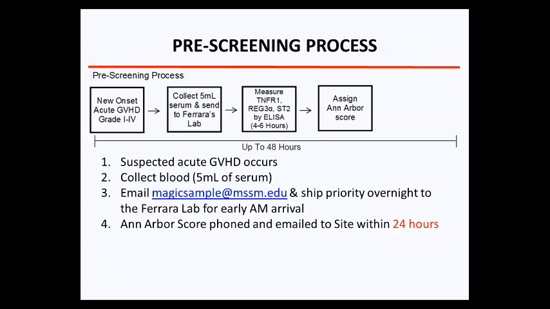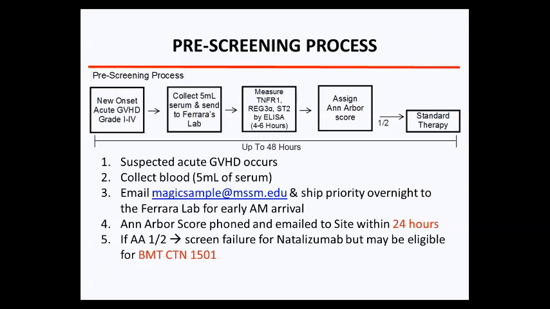The other sites, yeah. So an Ann Arbor score will be phoned and emailed to the site within 24 hours. You're not involved in that, it's George and Dr. Ferrara giving the score, or Dr. Levine if Jamie's away. Then it can be an Ann Arbor 1-2.